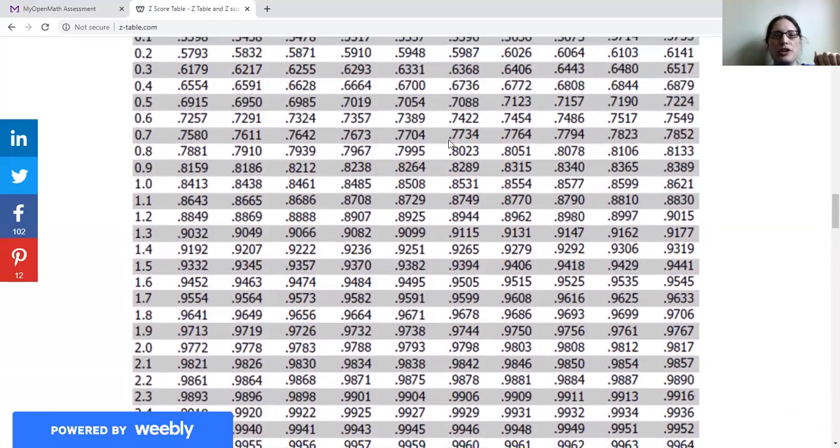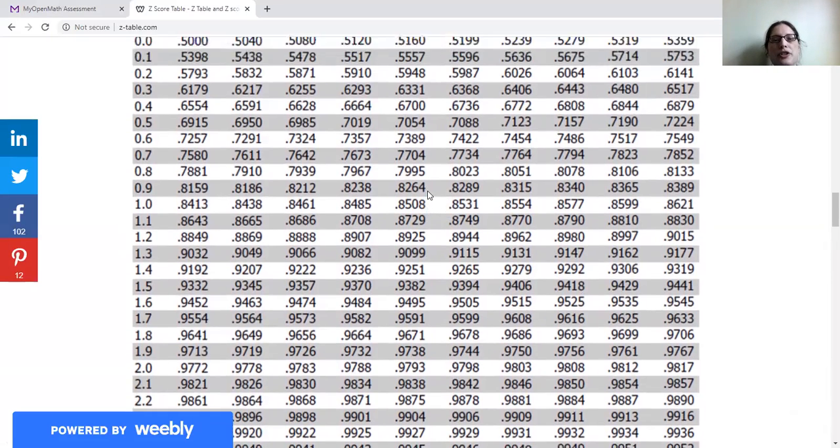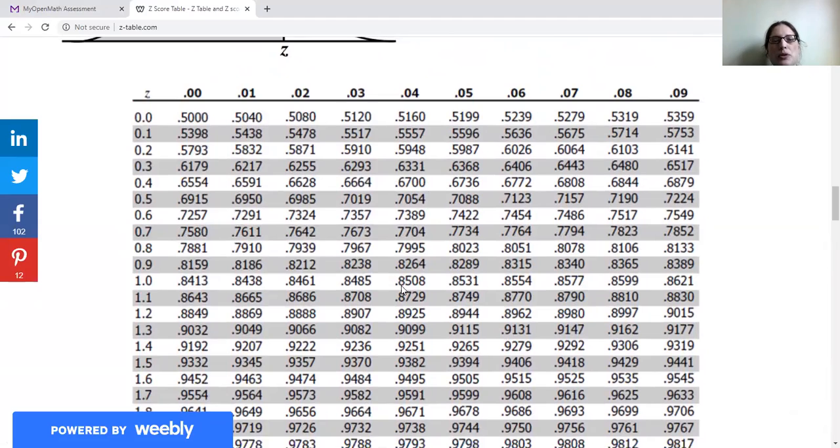So we're going to look and find a number that's close to 0.85. We're not looking for a z, we're looking for a probability. And there it is, 0.8508. It's very close to 0.85, isn't it? So what z-score is that? 1.04.